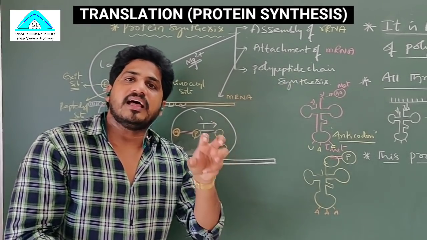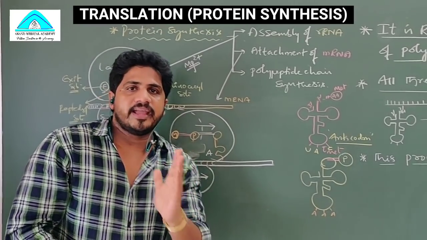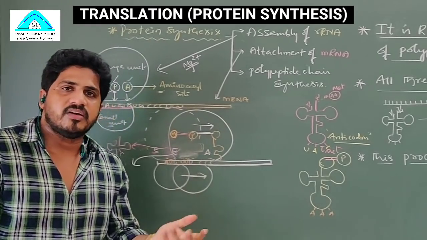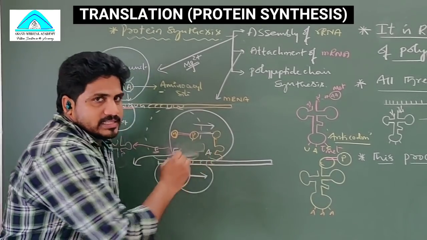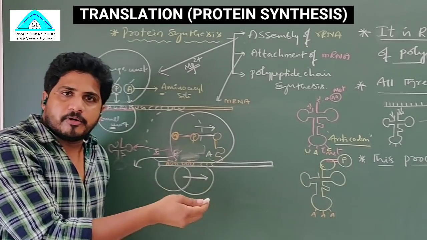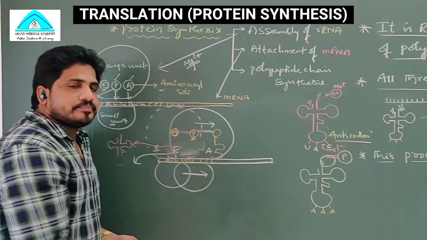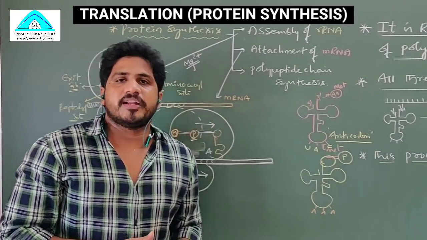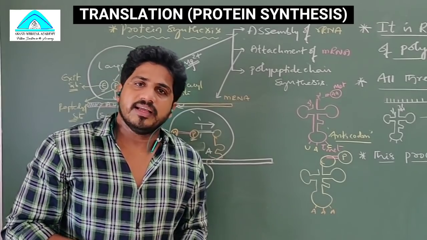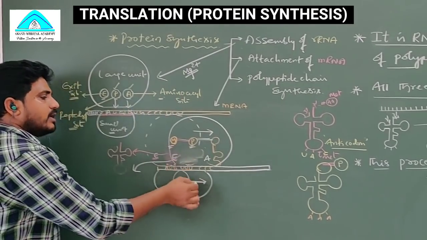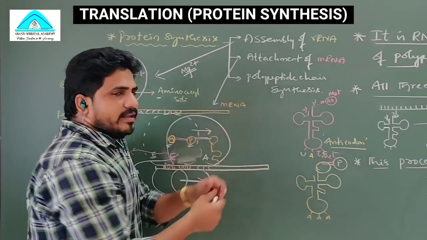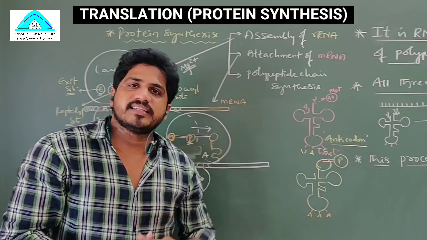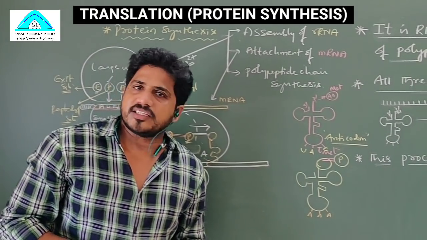tRNAs come and bind at site A. This is how A, P, E are helping. A helps to receive the active amino acid. That's why it is called the amino acid site. P helps to form the peptide bond between amino acids. That's why it is called the peptide site. E helps to release the tRNA once the peptide bond is formed. That's why it is called the releasing site or exit site. So like that, both the subunits of the ribosome ride in one direction along the mRNA sequence, while tRNA is coming and releasing through the larger subunit.